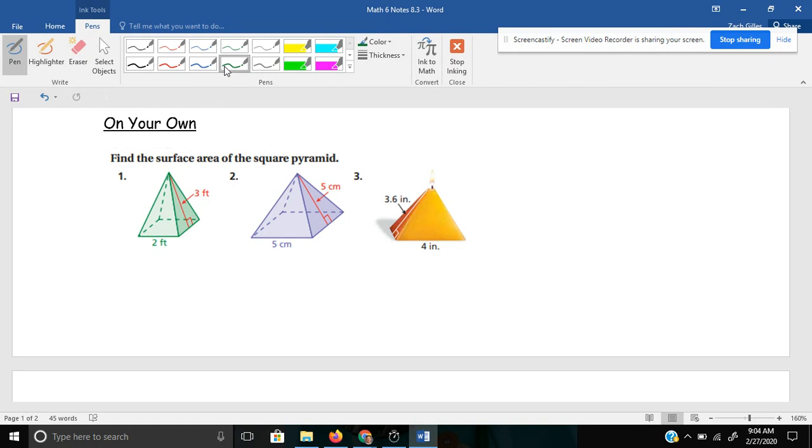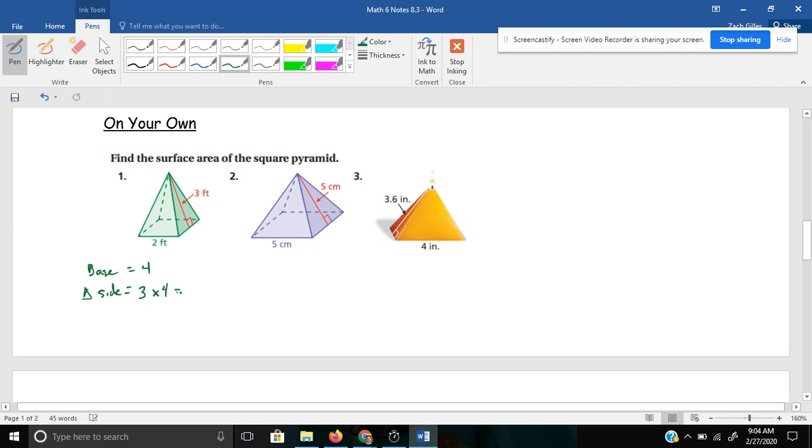All right, for the first one, your bottom, or your base, 2 times 2 is 4. For your triangle side, you should get 2 times 3 is 6, divided by 2 is 3. And then times 4, since there's 4 sides, would give you 12. So 4 plus 12 will give you 16 feet squared.